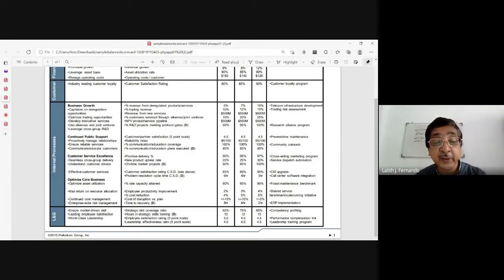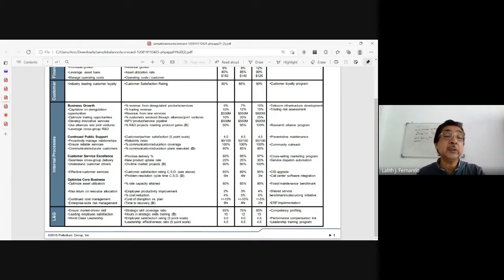Then employee satisfaction rating, there is also a 5-point scale, as I told you earlier. Then leadership effectiveness is also on a 5-point scale. Now on the 5-point scale, you have from 1 to 5. So 1 is very low, but 5 is excellent. But here we start with 4 and we end with 4.5. I think now you get some idea about what we mean by this balanced scorecard.